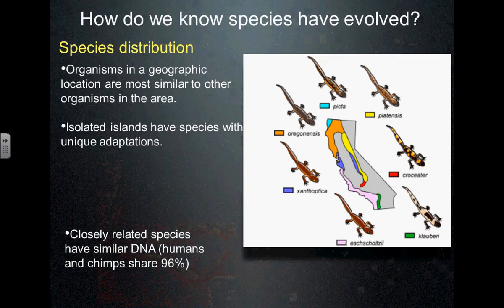Often, organisms that live close to one another are similar to each other because they probably also have a common ancestor. And sometimes when you have an isolated area, you end up with species that are quite unique from anywhere else. Think about places like Australia or Madagascar. These are areas where there's lots of different organisms that have unique characteristics because they're sort of separated from the other species. We can also look at the DNA of various species.